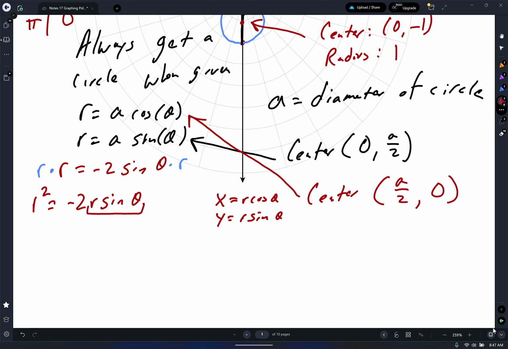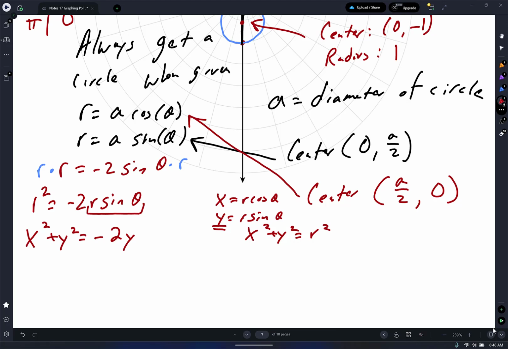That's just the same thing as what, guys? What letter is that? Well, yeah, y. R sine theta is the same thing as y. And then r squared, remember that we get that by x squared plus y squared equals r squared. So I'm going to replace all that. X squared plus y squared equals negative 2y. Are we okay? Nothing crazy, right?